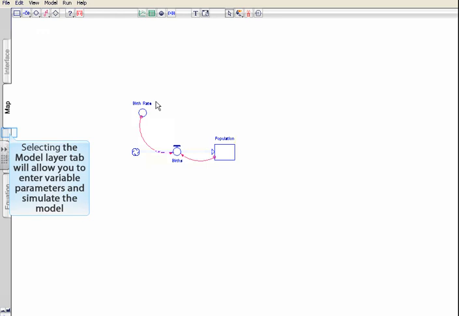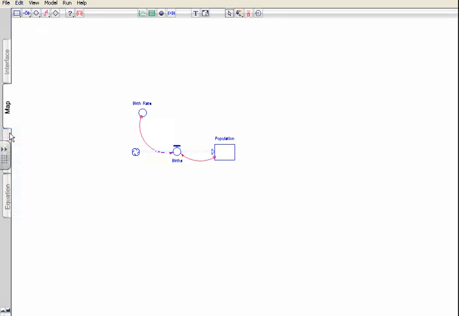We now have our first model. By clicking on the Model tab we can begin to enter the variable information necessary to simulate the model. The initial value for a stock, population, that is the beginning population for the simulation, is 100 people. The birth rate for this population is 5%, or 0.05. The flow births will be a simple multiplying of the population times the birth rate. Once these values and equations have been entered, we will be able to simulate the model.